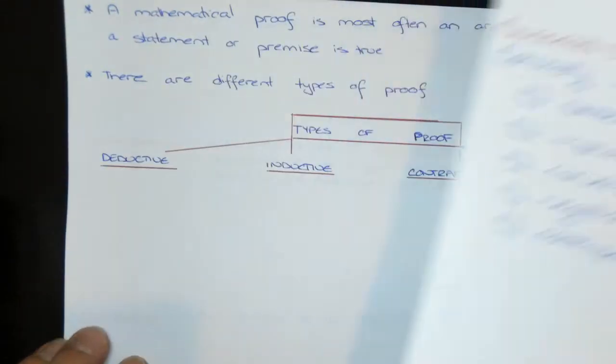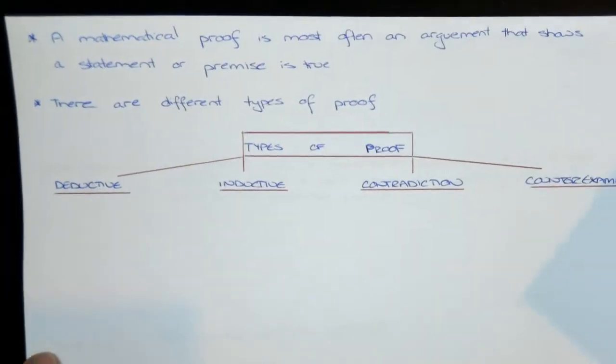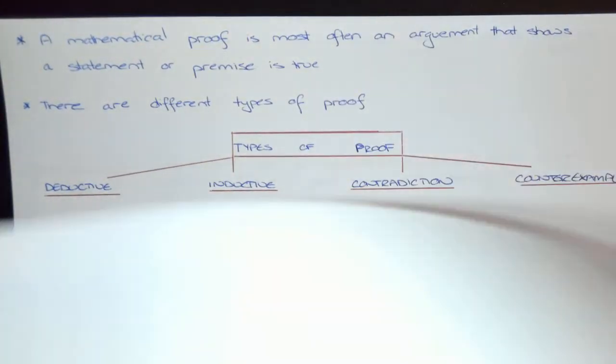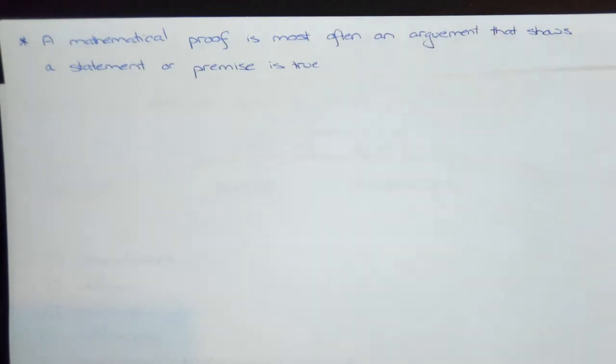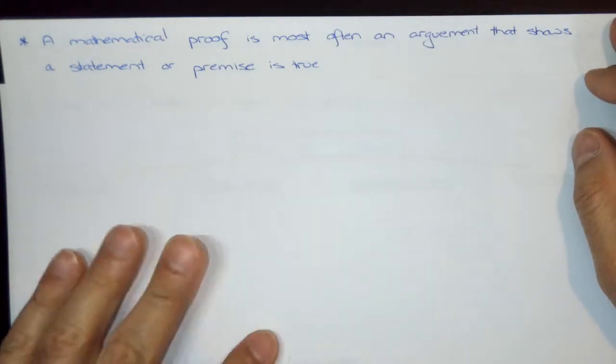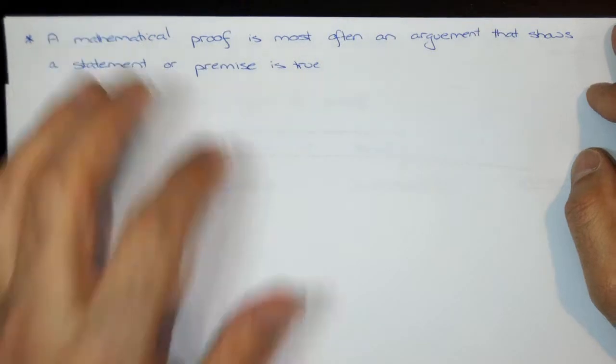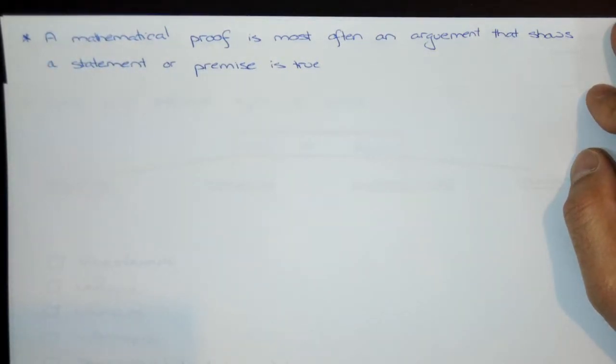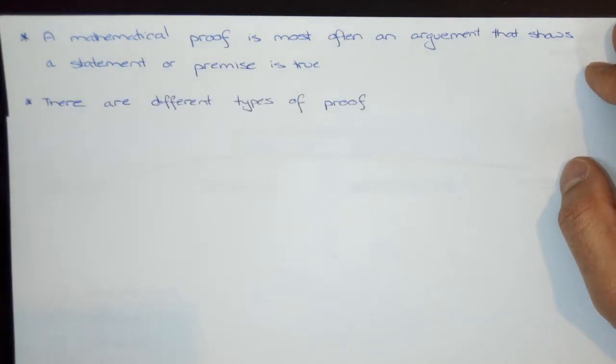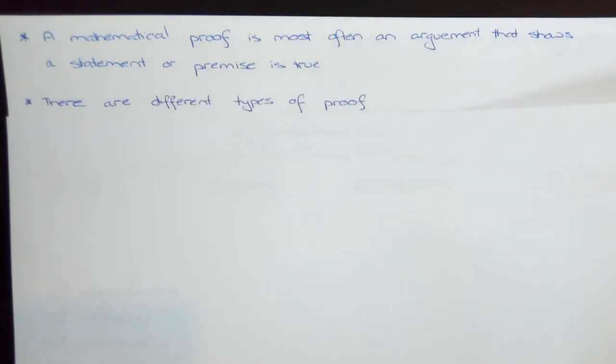Okay. So, firstly, a mathematical proof is most often an argument that shows a statement or premise is true. We've been doing quite a few proofs, and this is basically showing how in mathematics we require proofs to identify certain mathematical statements.